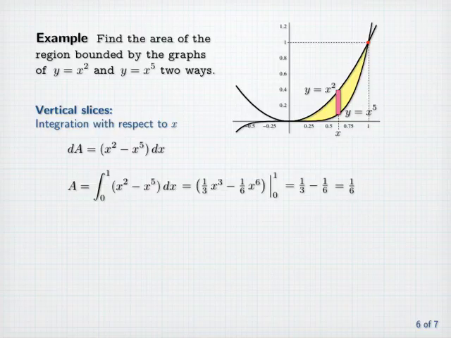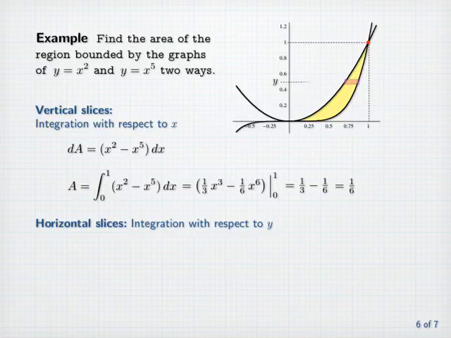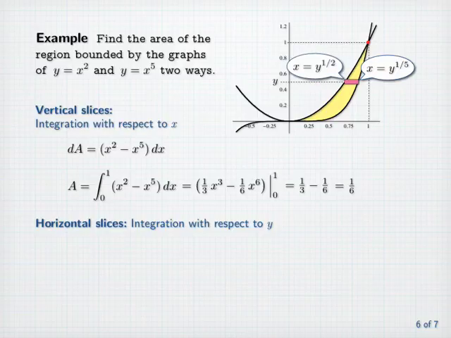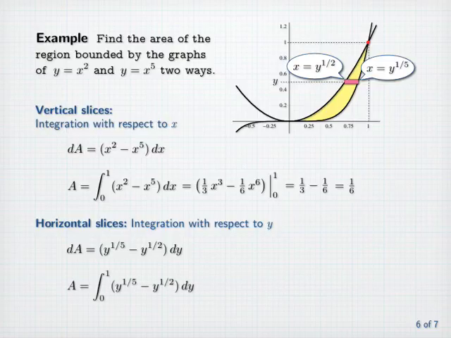Now let's do the computation from the point of view of horizontal slices. That will correspond to integration with respect to y. So suppose we have a horizontal slice located at y. Its length is going to be the x-coordinate on the right minus the x-coordinate on the left, but those have to be described in terms of y, so we solve y equals x to the fifth for x, getting x equals the fifth root of y, and solve y equals x squared for x, getting x equals the square root of y. So dA here is going to be y to the 1/5 power minus y to the 1/2 power times dy, and the area is the integral from 0 to 1.